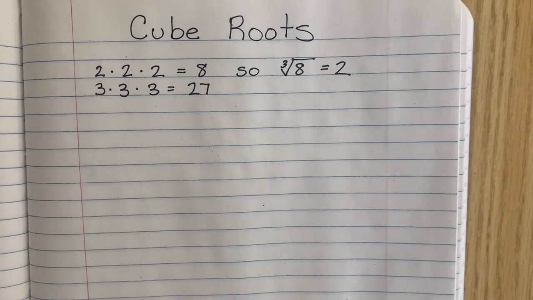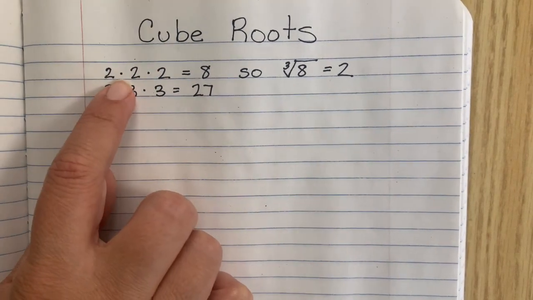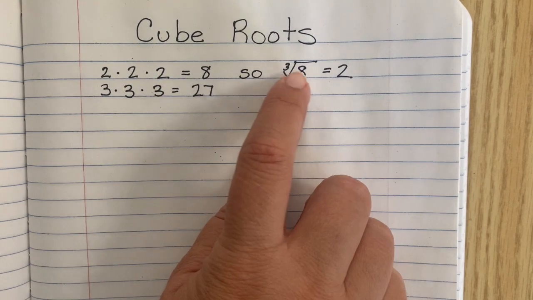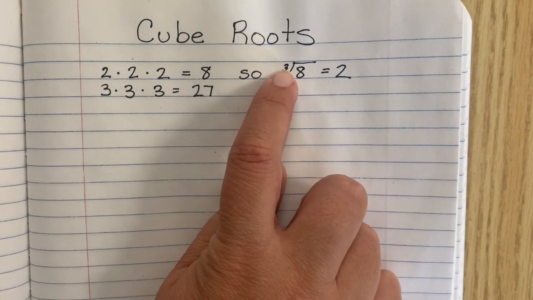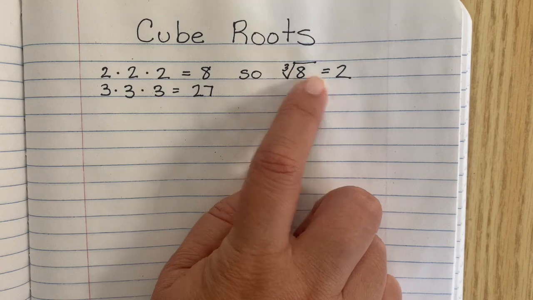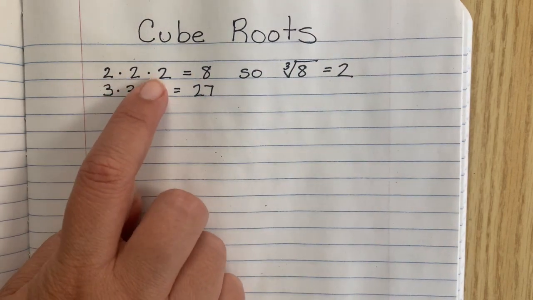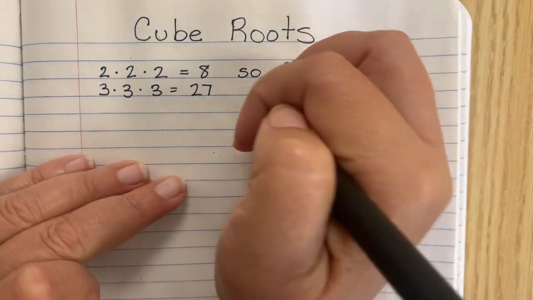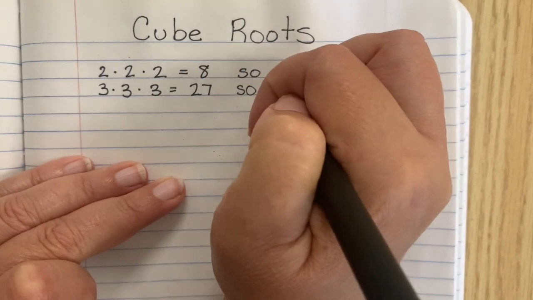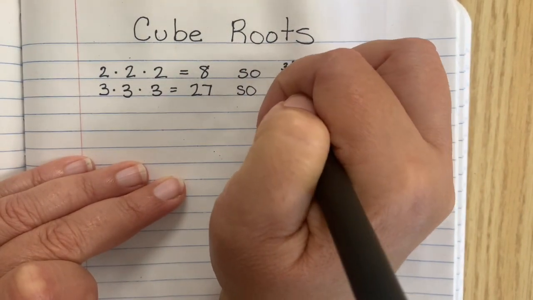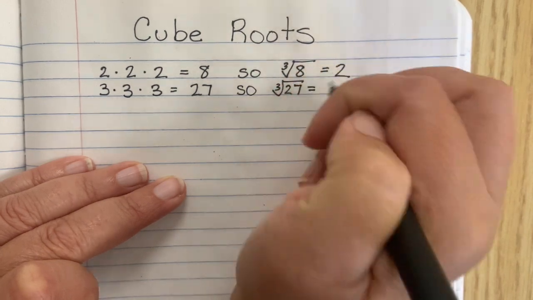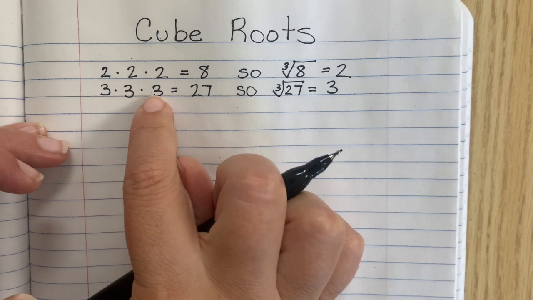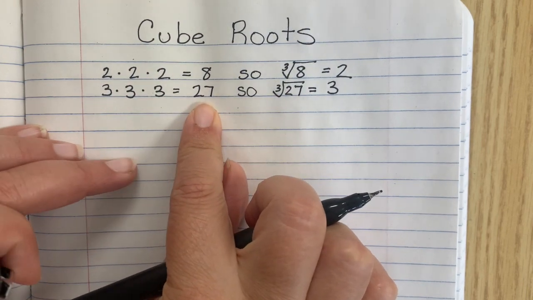Now, cube roots are very similar, except that instead of 2 numbers, it's 3 numbers. So, for example, the cubed root, notice the little 3 here, of 8 is 2, because 2 times 2 times 2 is 8. And the cubed root of 27 would be 3, because 3 times 3 times 3 is 27, and so on.